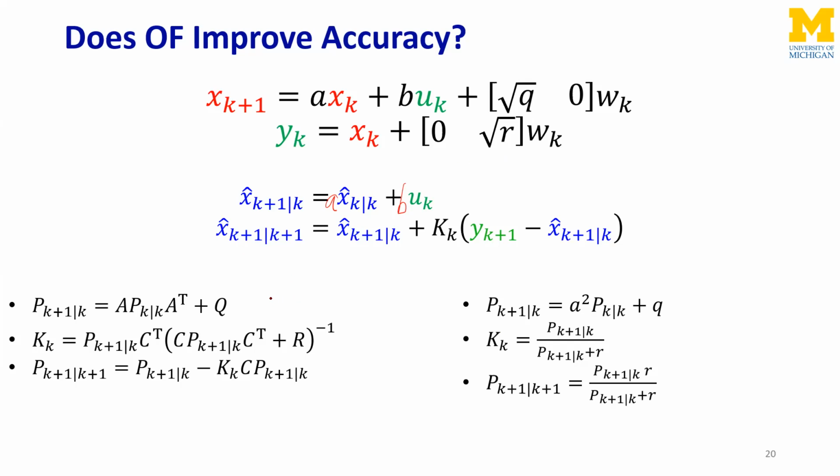So our three equations which are used to compute the gain K, the prior covariance, and the posterior covariance, for the special case of C equals 1 and big A and big B being equal to small a and small b, we end up with these equations. Our prior covariance propagates by this equation. Our optimal gain is given by this equation. And the posterior covariance is updated by this equation.